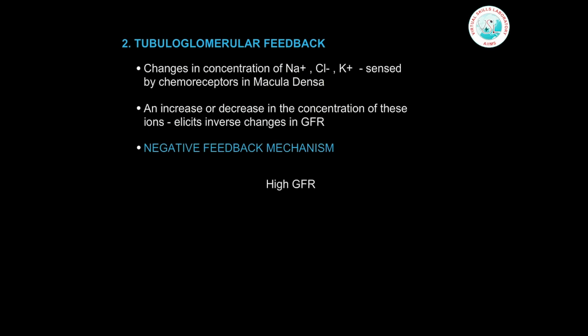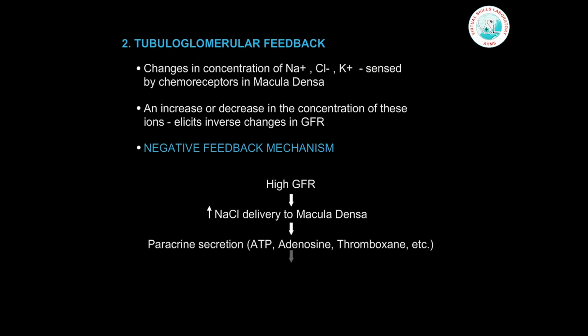So, when the GFR is high, there is increased sodium chloride delivery to the macula densa. Hormones are secreted that act in a paracrine manner, causing constriction of the afferent arteriole and thus decrease the GFR.